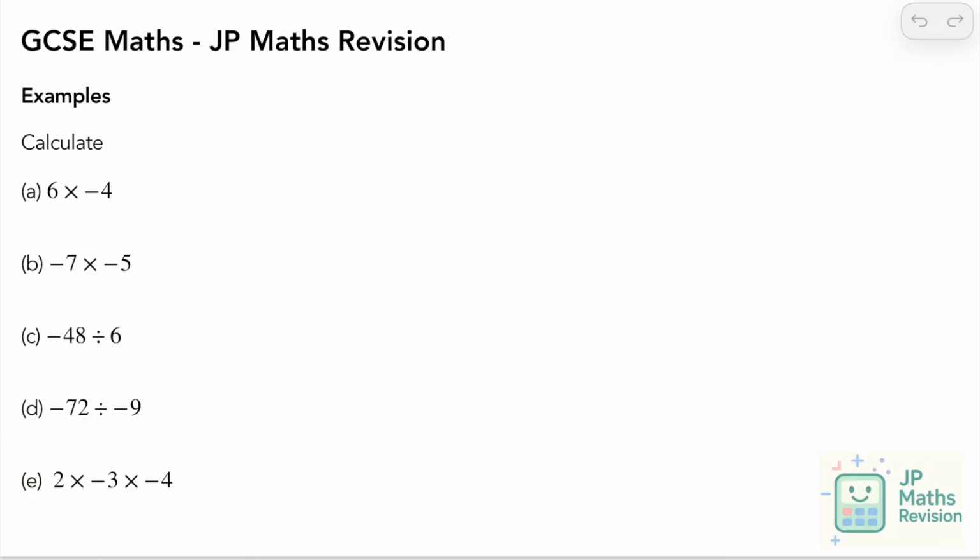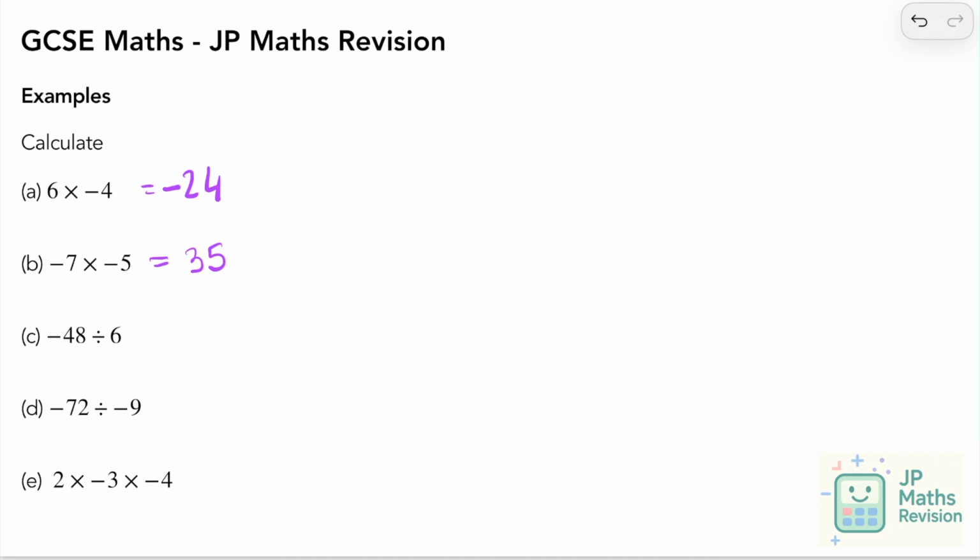So here are some examples. We need to calculate 6 times minus 4. So 6 times 4 is 24, but because I'm doing a positive times a negative, my answer is going to be negative 24. This next one here, I've got minus 7 times minus 5, so 7 times 5 is 35. Since we're doing a negative times a negative, we get a positive, so the answer is positive 35 because of the two negatives.